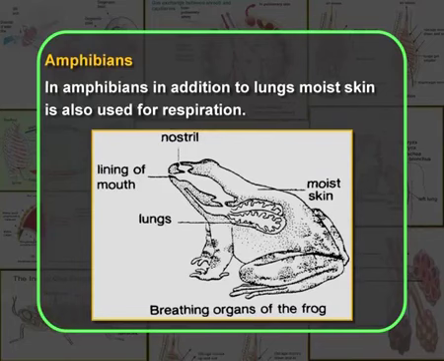Do you know which class of vertebrate I have missed? Yes, these are amphibians. Because in amphibians, in addition to the lungs, moist skin is also used for respiration.